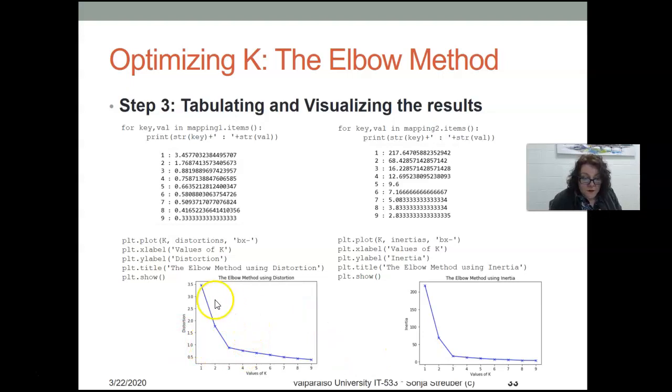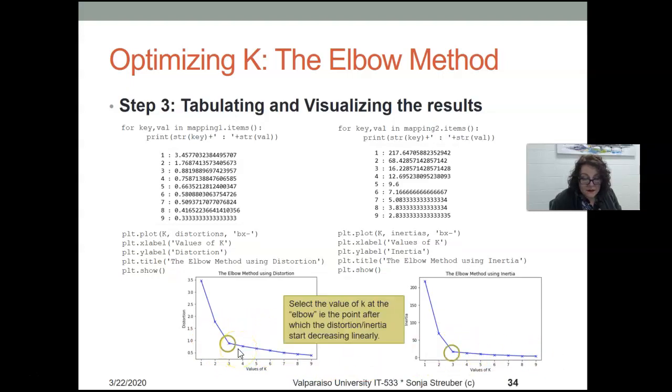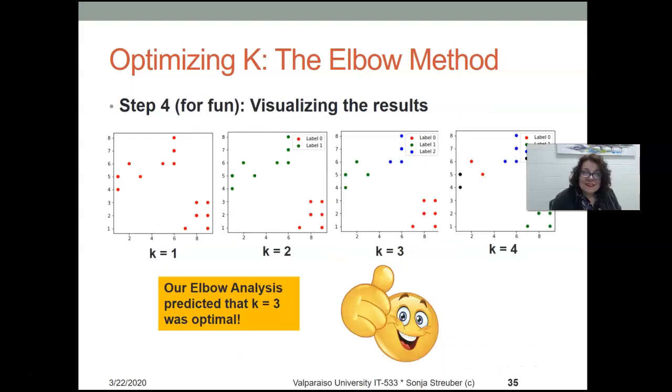What are we looking for on the elbow plot? On the elbow plot, we are looking for the elbow, that is the number after which our line looks almost linear. And that in both cases here is 3. So just for fun, we're going to take a look at our data set here with 1, 2, 3, and 4 clusters.